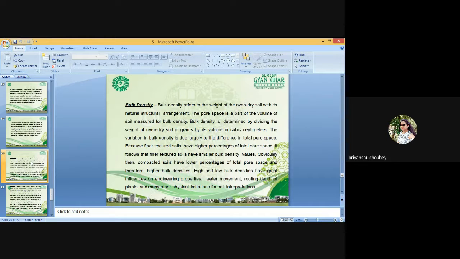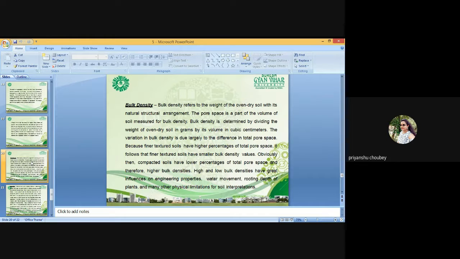Volume wetness, θv, is the ratio of the total volume of water occupied in the pore spaces to the total volume of the soil, expressed as a fraction or percentage. So θv is equal to Vw upon Vt into 100. At saturation, volume wetness is equal to the total porosity of soil.